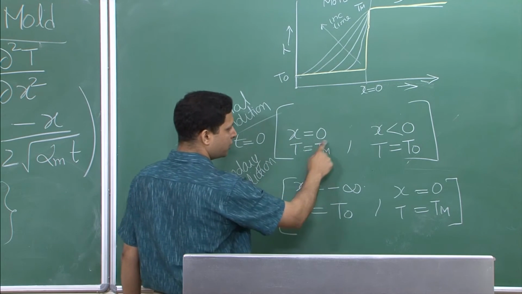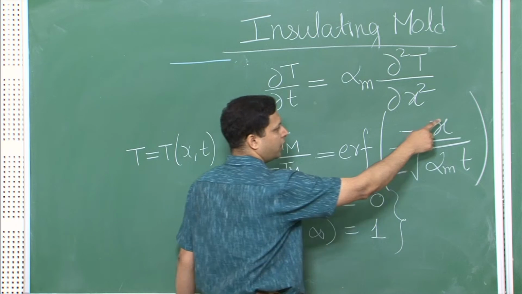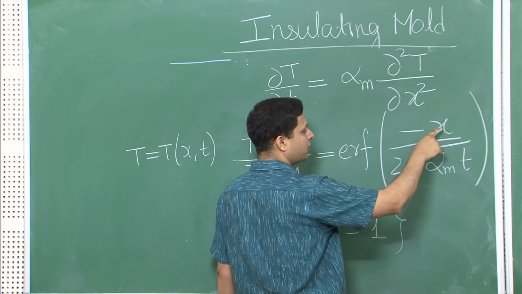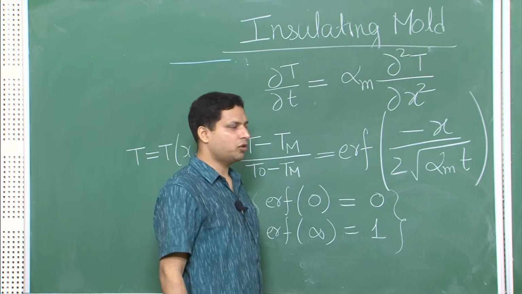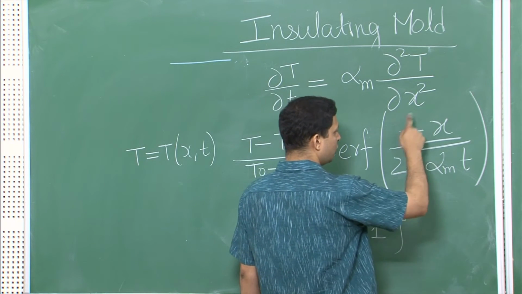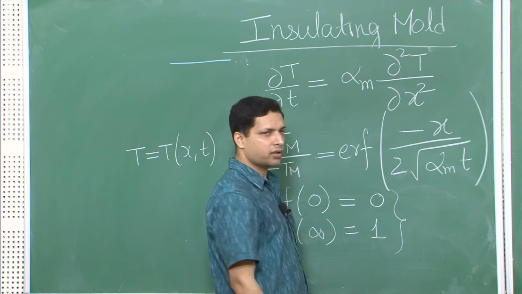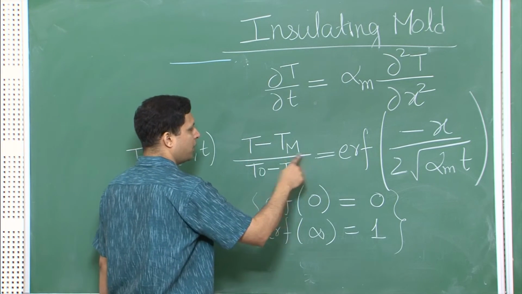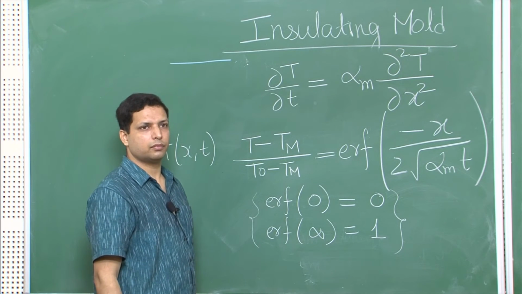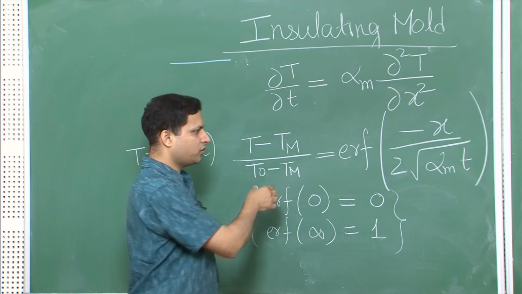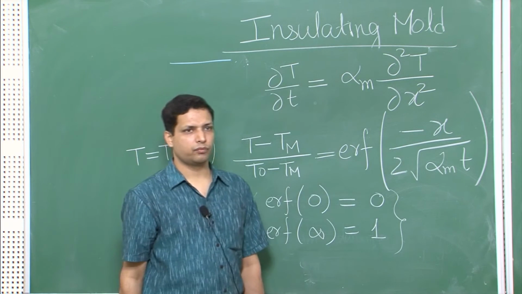So at x equal to 0, T should come out equal to Tm, and we can get this whole term as 0 by putting x equal to 0 no matter what value of time t you put over here. So this will be 0, which means the overall value of the ERF would be equal to 0. Therefore T minus Tm will be equal to 0, therefore T will come out equal to Tm. So we actually do get T equal to Tm when you put x equal to 0.